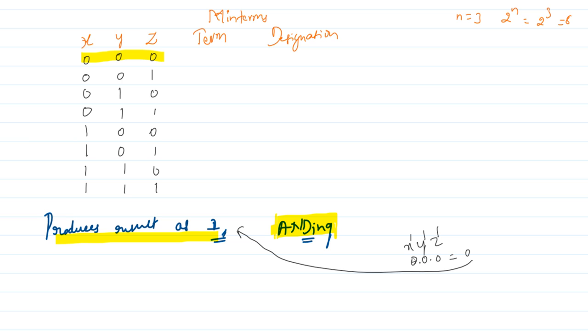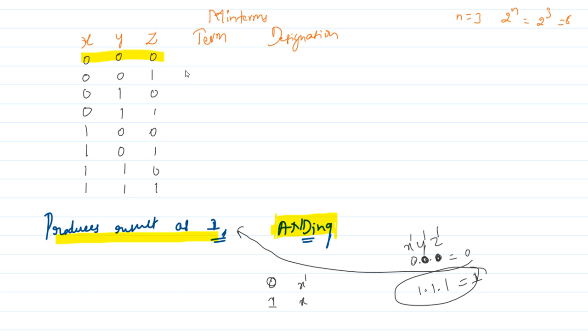Then you check: x is 0, then what is x prime? That is 1. Y is 0, correct. What is y prime? 1 dot. Z is 0, correct. What is z prime? 1. 1 dot 1 dot 1 equals 1. Yes, the result is 1. It means that for writing a mean term, wherever zeros are there, you write the complemented term. Wherever 1 is there, you write the normal term.